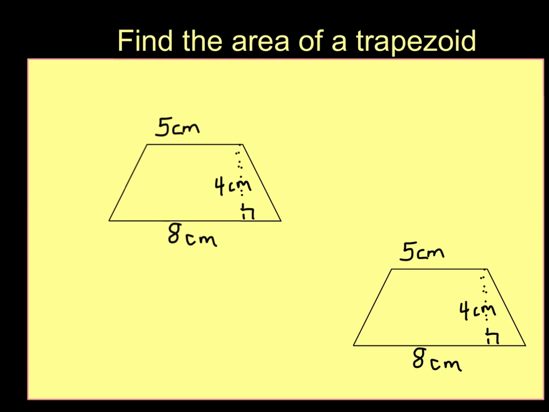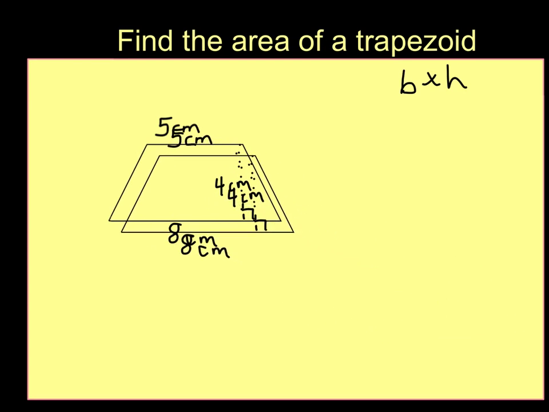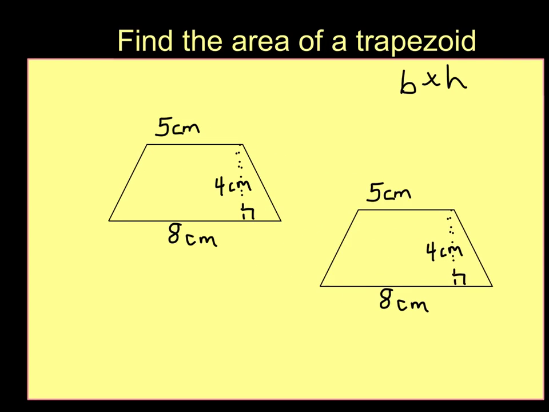Now we've talked about how to find the area of a parallelogram, and that's fairly easy. So if you remember, the area of a parallelogram is just the base times the height. So keep that in mind. We're going to use that here in just a minute. So what I've done here is I've created a duplicate of this trapezoid. You can see it's exactly the same.